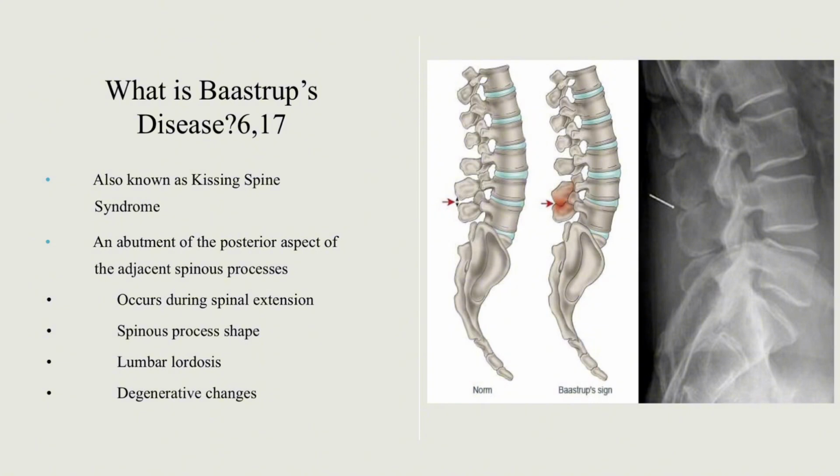Dutton also defined it as an abutment at the posterior aspect of the adjacent spinous processes, one within the lumbar region. This usually occurs when individuals have pain going back into spinal extension, and some of the causes it listed were the overall shape of the spinous processes, depending on how much lumbar lordosis they had, as well as degenerative changes within the spines that were affected.